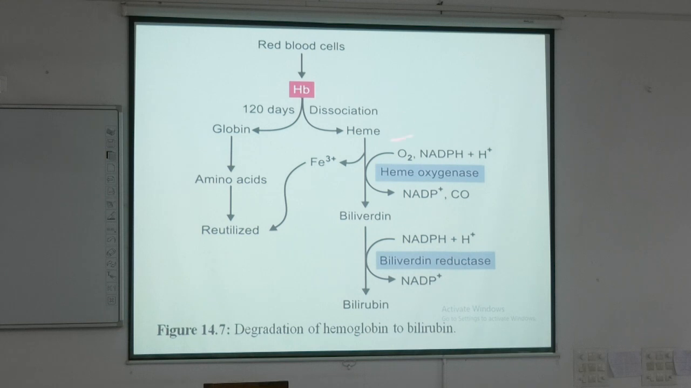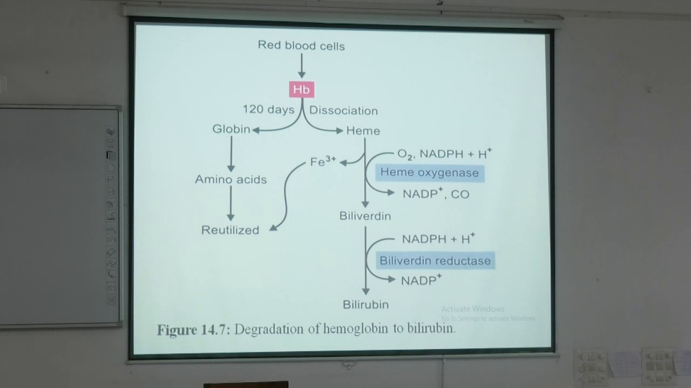And these heme molecules ultimately form biliverdin by the enzyme heme oxygenase. Okay. And then this biliverdin goes to the next metabolic pathway by the enzyme biliverdin reductase. Here it forms bilirubin. Okay?